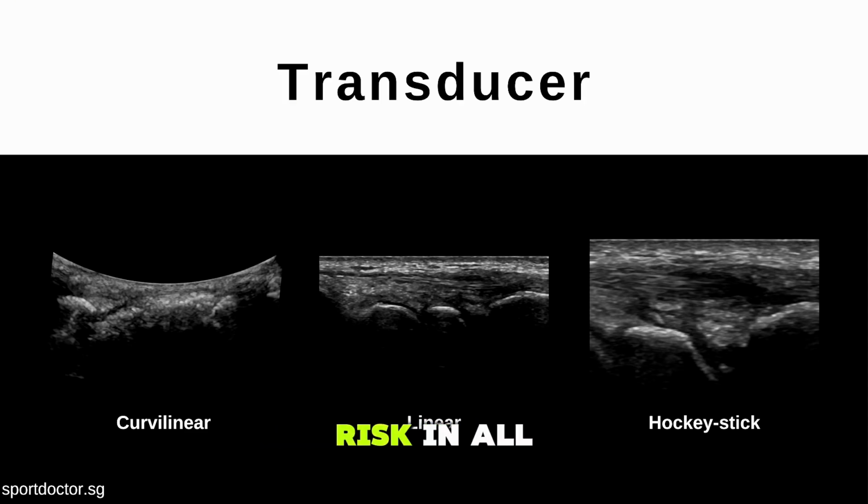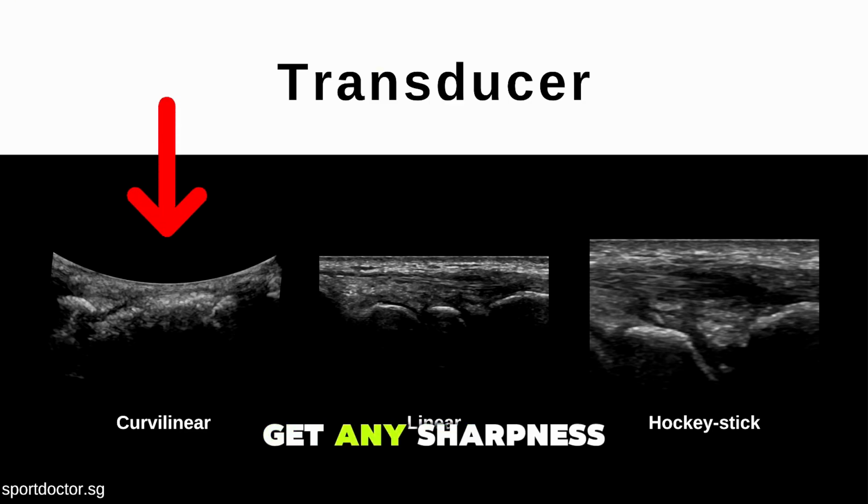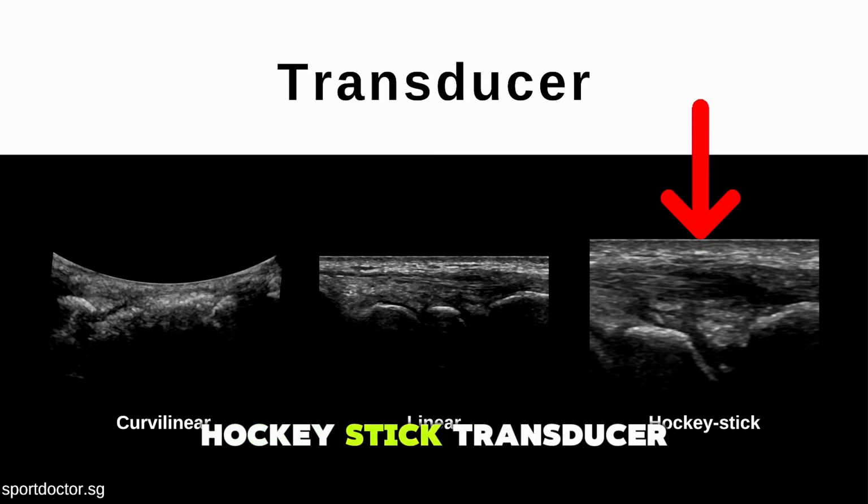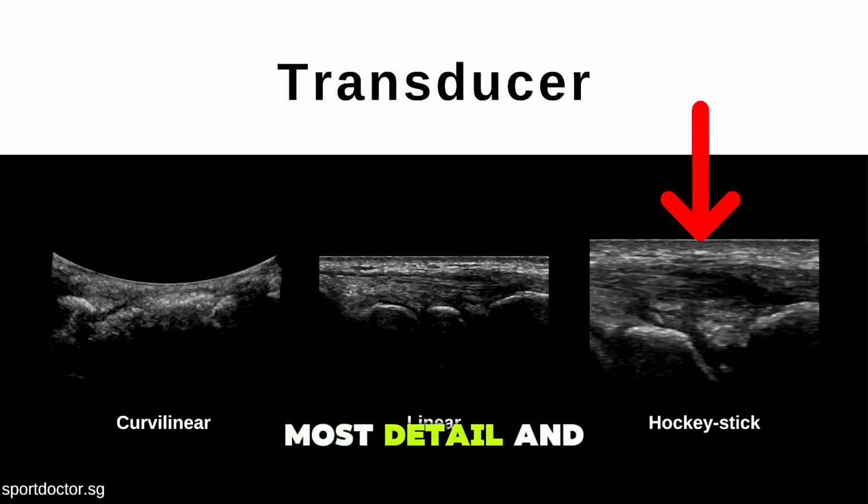We're scanning my wrist in all three examples, and looking with the curvilinear transducer, you really don't get any sharpness or clarity of the bones or the tendinous structures at all. With a linear transducer, you can certainly see more, but with the hockey stick transducer, you see the most detail, and you can almost see the fibrils of the tendons as it runs across the bone.